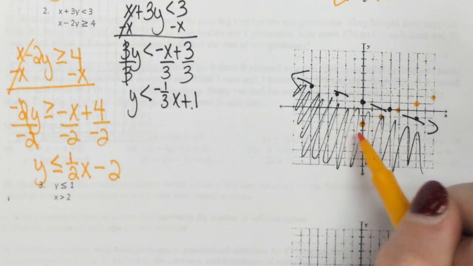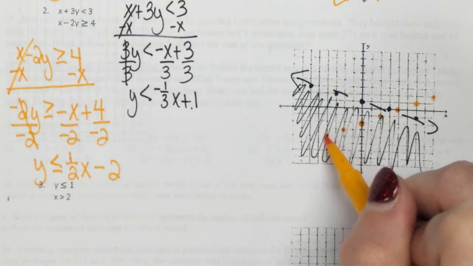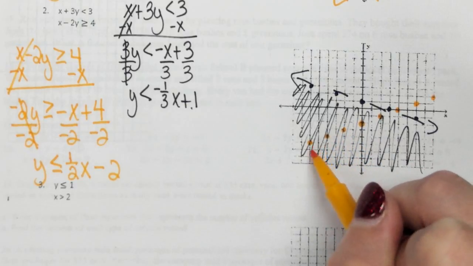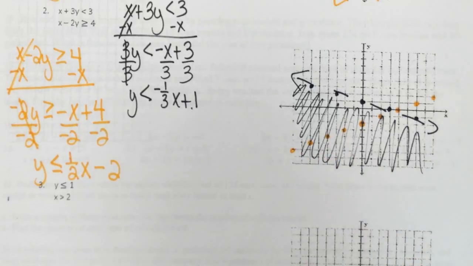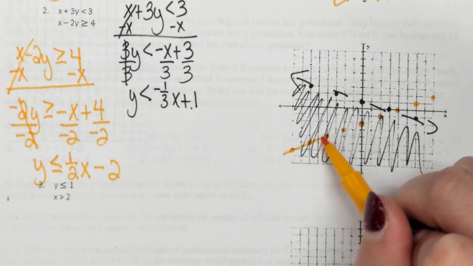Or I can go the other way. Oh, I can't see those lines. Alright guys, does that get a dotted line or a solid line? Open or closed? There you go.